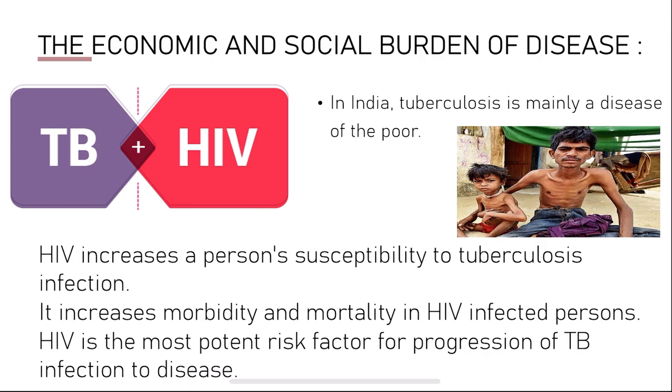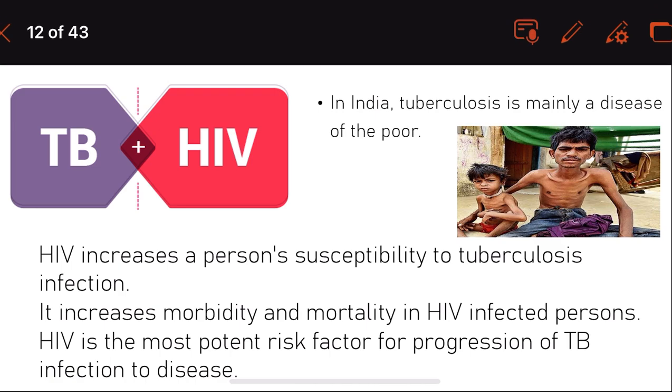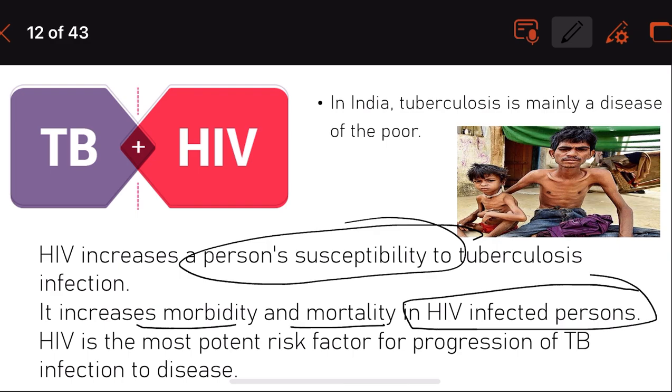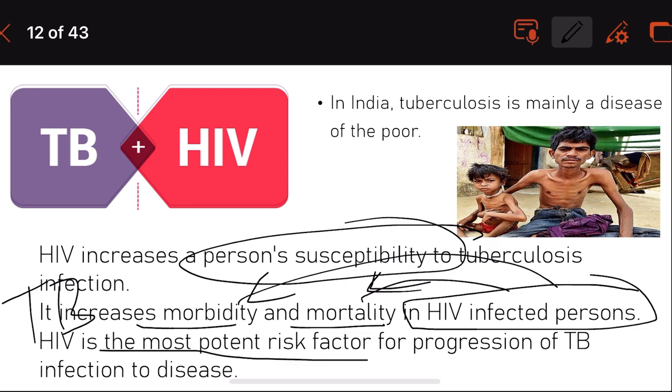Here you can see HIV is increasing the susceptibility. So, one, it increases the person's susceptibility. It increases the morbidity and mortality in an HIV infected person. So now the HIV infected person has a greater chance of mortality after being infected with TB as well. HIV is the most potent risk factor for the progression of TB.